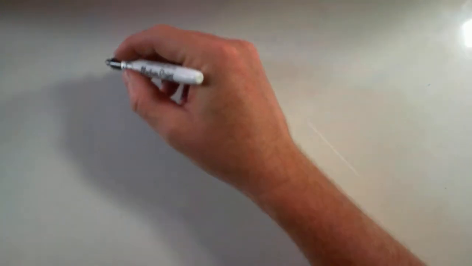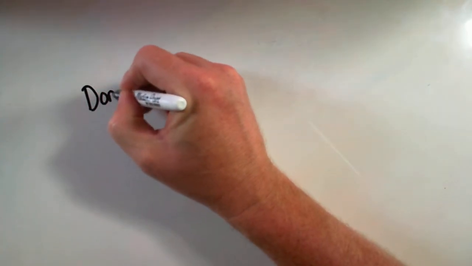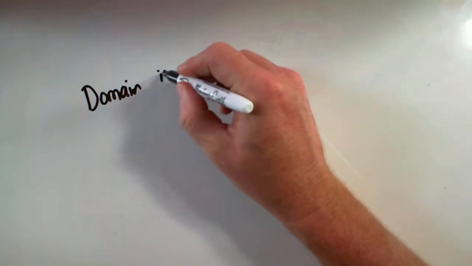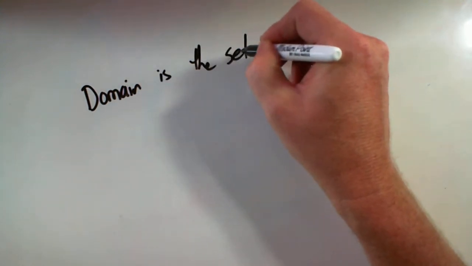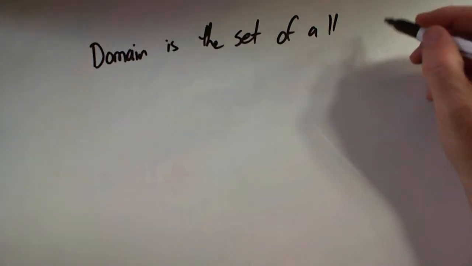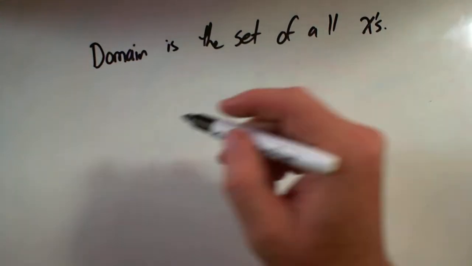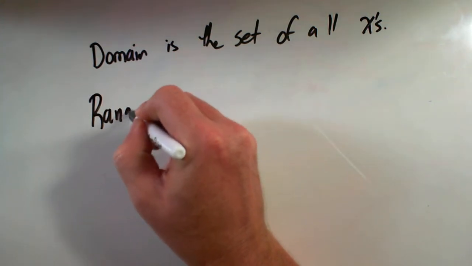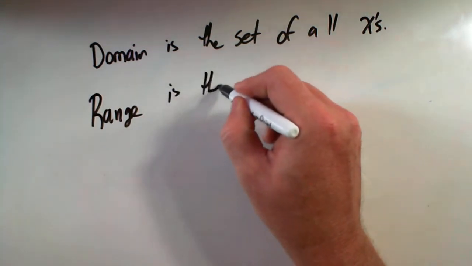As we were alluding to at the end of the last video, the first thing when we're analyzing a function that we want to discuss is called the domain and the range. So the domain is the set of all input values. It is the set of all x's. And the range is the set of all y.